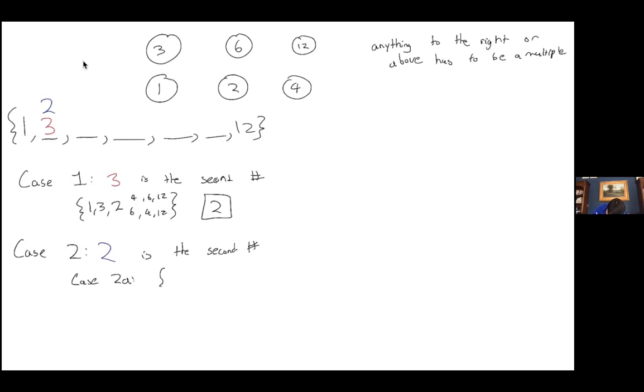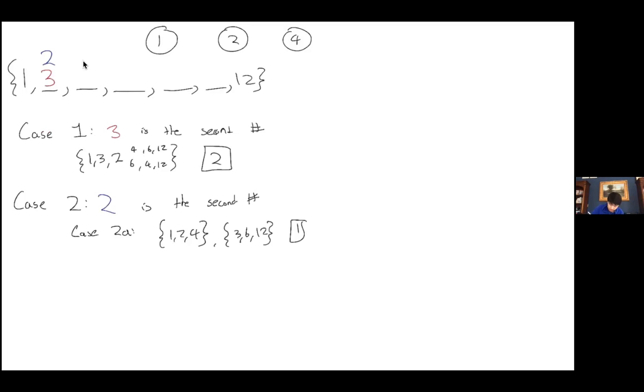So case 2A is we start with 1, 2, and 4, at which point it's forced to end with 3, 6, 12, because 3 divides 6 and 12, and 6 divides 12, and therefore must end with 3, 6, 12. So there's one solution in this subcase.